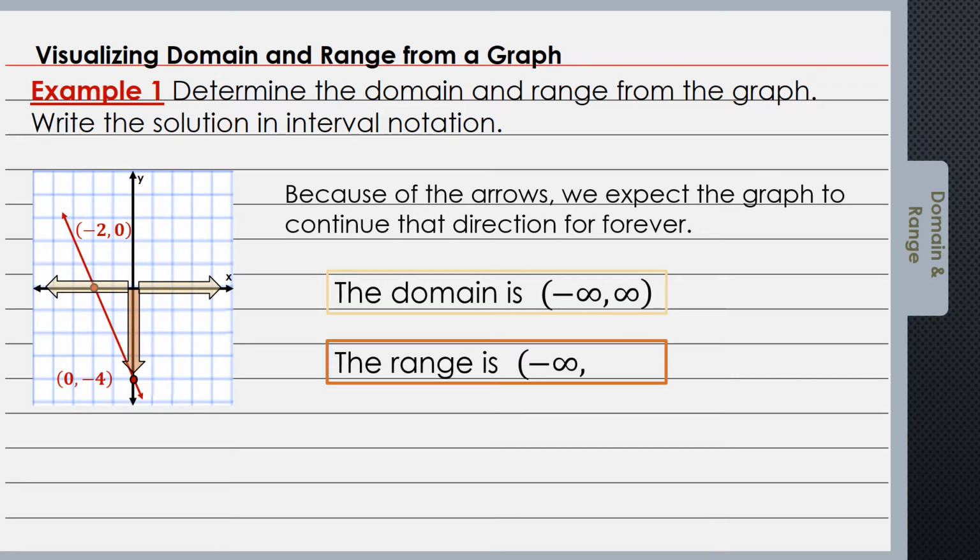Now we're ready to find the largest value, which means we travel up along the y-axis, and as we follow the red line up, we notice we have another arrow, which means it will be infinity, and again, we must use a parenthesis.